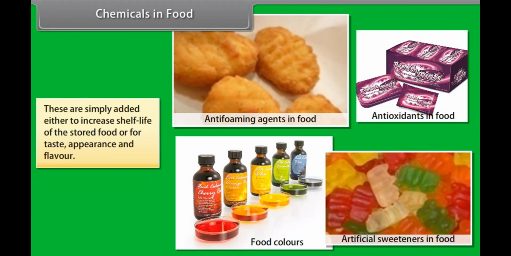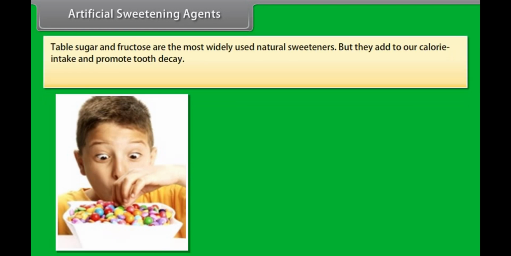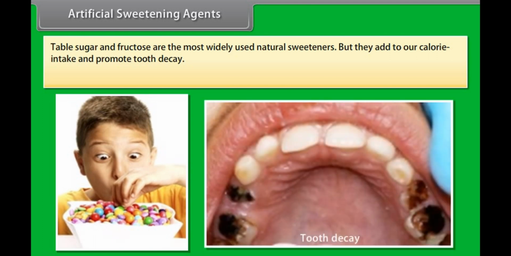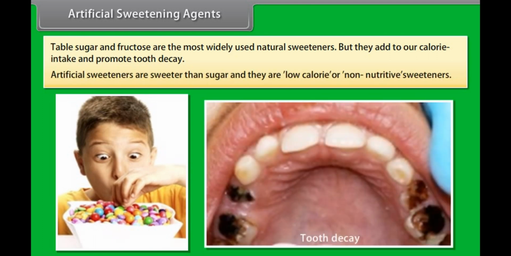These are simply added either to increase shelf life of the stored food or for taste, appearance, and flavor. Artificial sweetening agents. Sweetness is a matter of taste, but almost everyone has craving for sweets. Table sugar and fructose are the most widely used natural sweeteners, but they add to our calorie intake and promote tooth decay. Artificial sweeteners are sweeter than sugar and they are low-calorie or non-nutritive sweeteners.